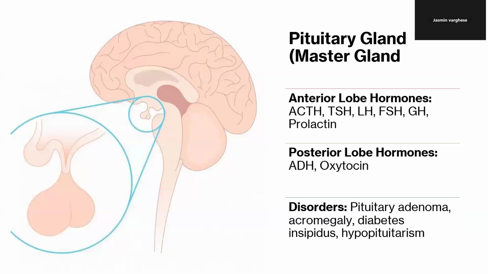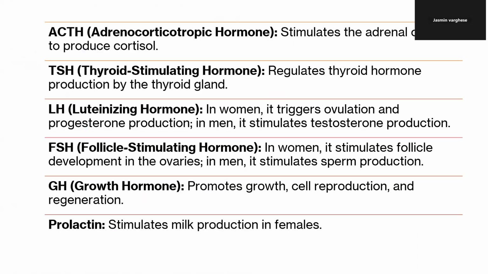And as I said, the pituitary has two lobes, the anterior lobe and the posterior lobe. The anterior lobe releases adrenocorticotropic hormone, thyroid stimulating hormone, luteinizing hormone, follicle stimulating hormone, growth hormone, and prolactin. These hormones are responsible for various functions, for the entire functioning of the body. And because of these reasons, the pituitary gland is also known as the master gland.